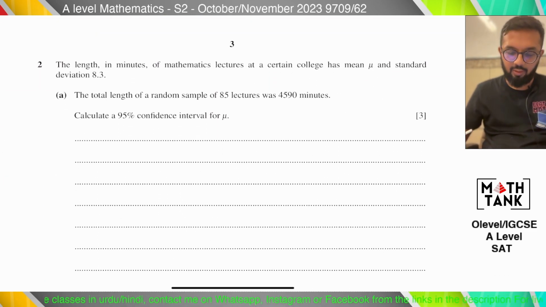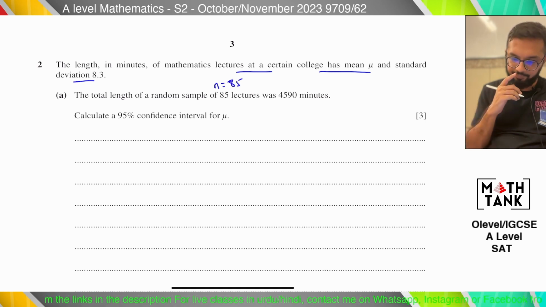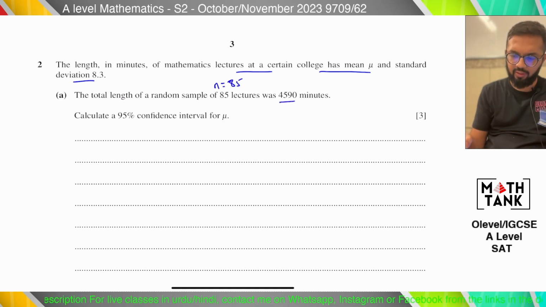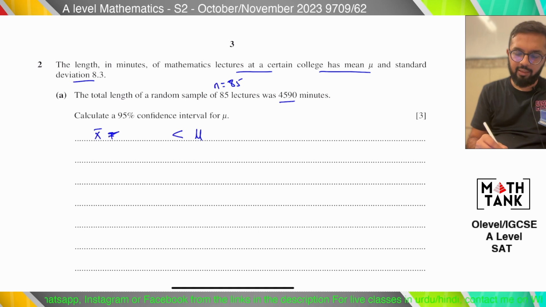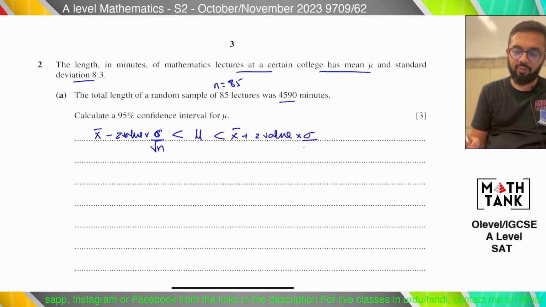Okay, the length in minutes of a mathematics lecture at a certain college has mean mu and standard deviation 8.3. The total length of a sample of 85 lectures was 4590 minutes. Calculate a 90% confidence interval for mu. So the confidence interval for mu is x bar minus z value into sigma over root n, and x bar plus z value into sigma over root n.